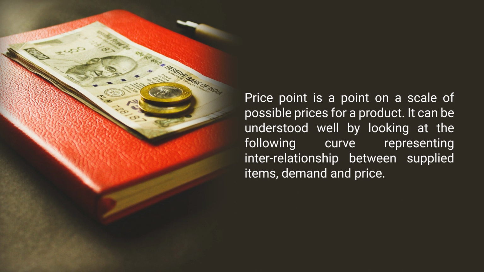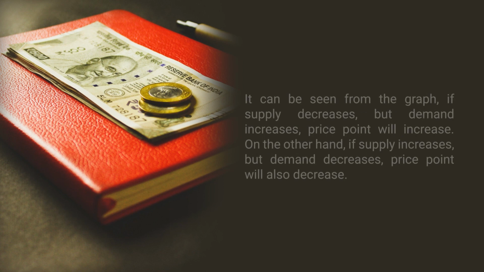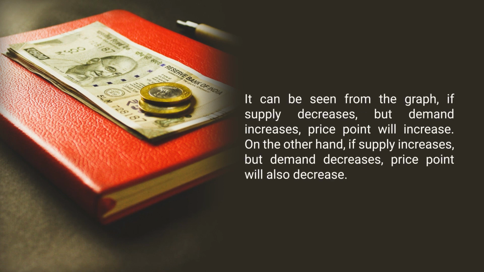It can be understood as well by looking at the following curve representing the interrelationship between supplied items, demand and price. It can be seen from the graph that if the supply decreases but demand increases, the price point will increase. On the other hand, if the supply increases but demand decreases, the price point will also decrease. So, depending on the market size, background of the customers, reputation of the manufacturer, whether it is branded or not branded, supply and demand, price point is fixed. Thus, it is not necessary for goods sales that a product be sold at the cheapest price.